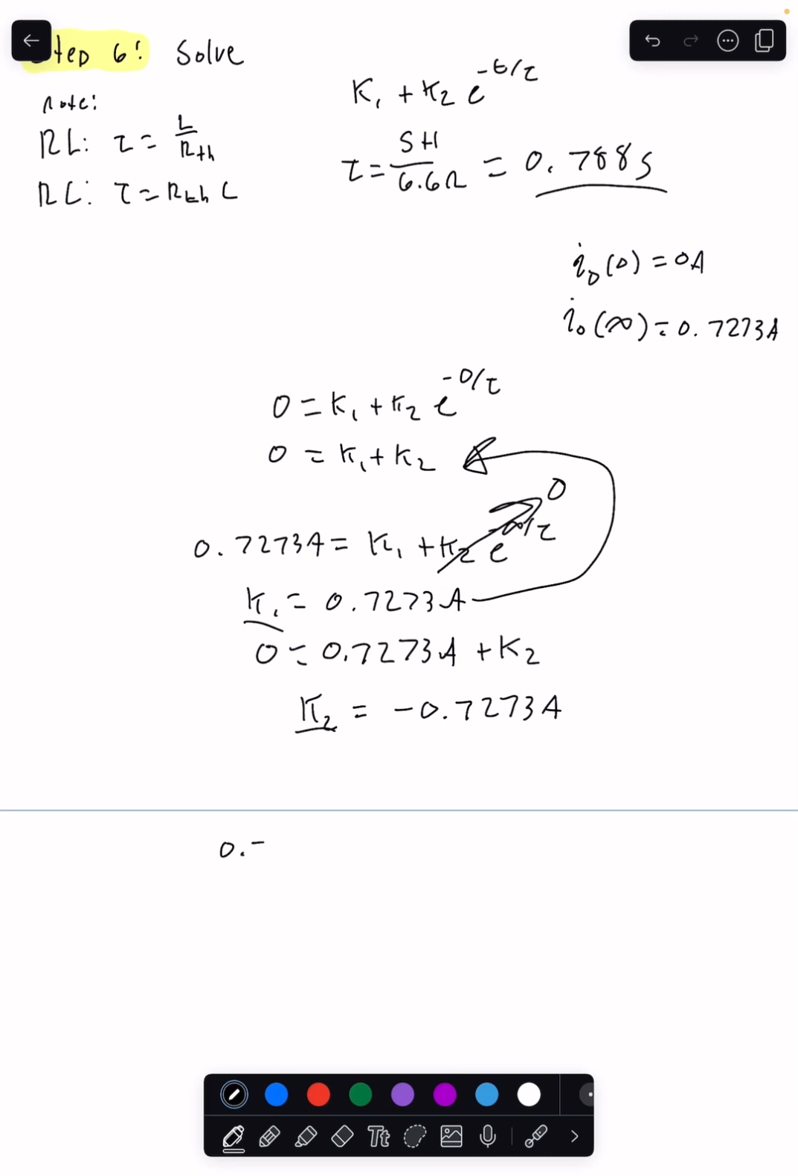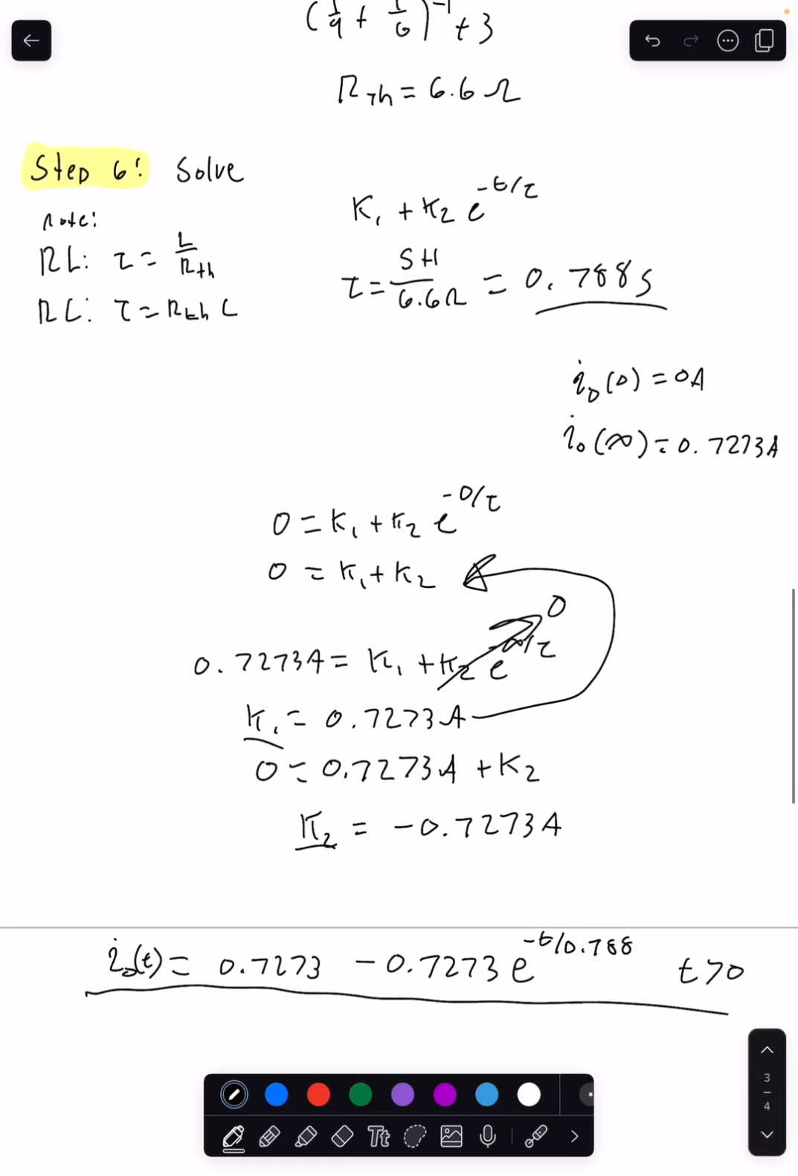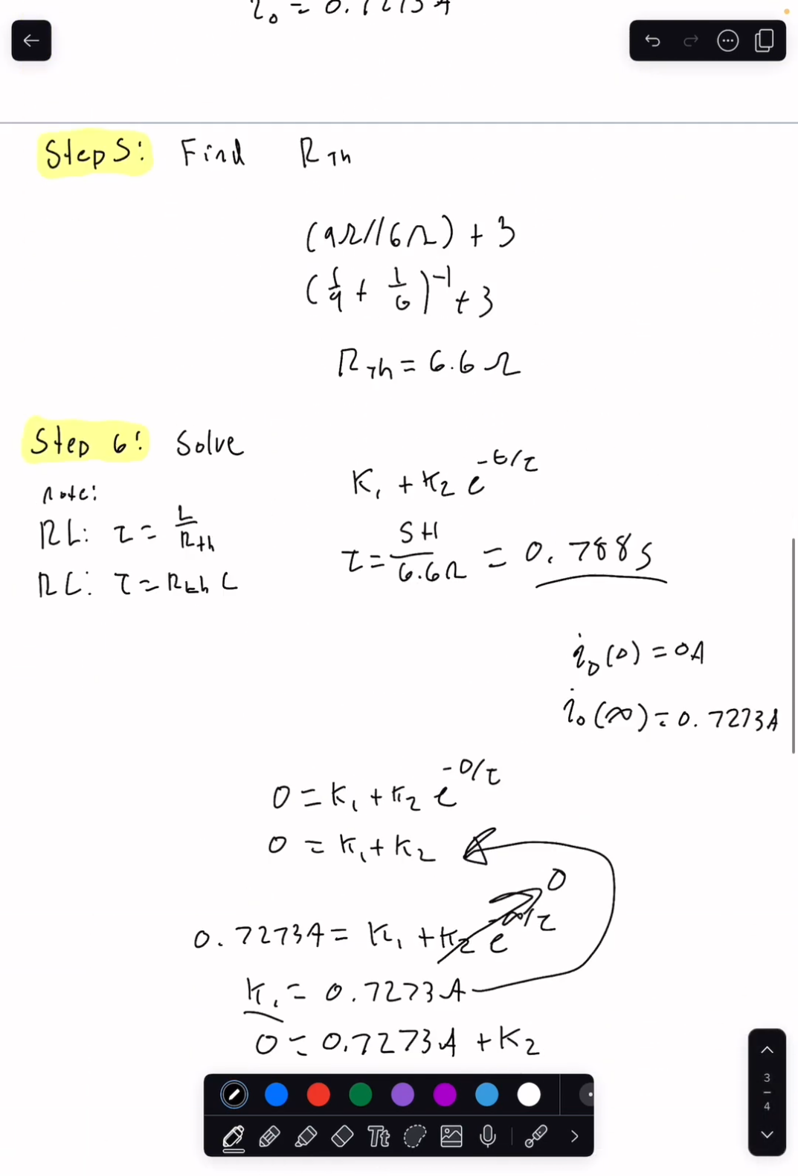So we get 0.7273 amps minus 0.7273, because we don't really need to put the amps right there yet, e to the negative t over tau, 0.758. And that's going to be equal to I naught of t for t greater than 0. And this is our answer for this problem. I hope this was helpful.